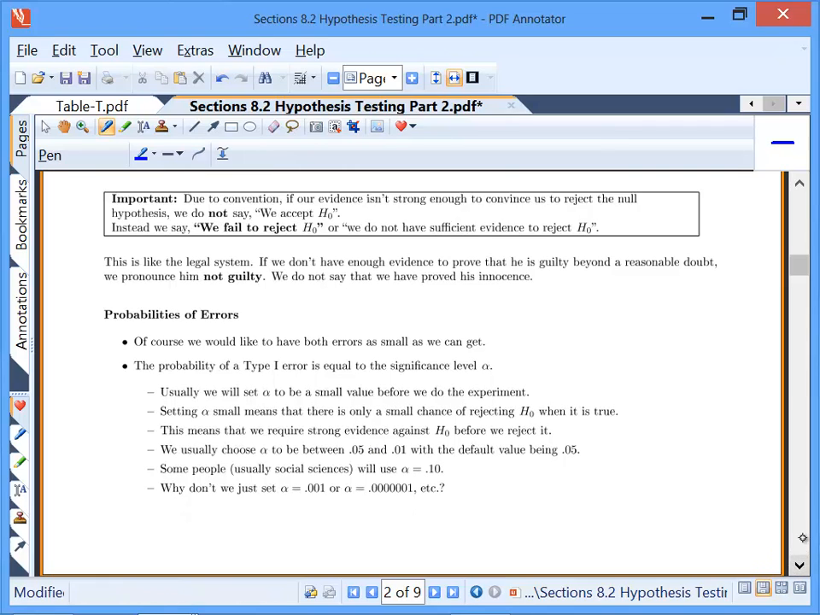So my question to you is, why don't you just set it to be really small? Like, why not 0.00001? Why wouldn't you set your type 1 error to be that small? What do you think?